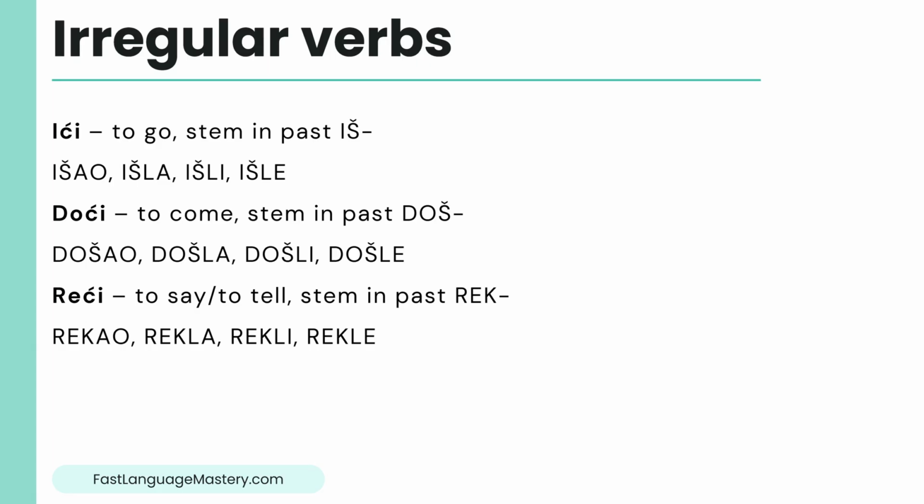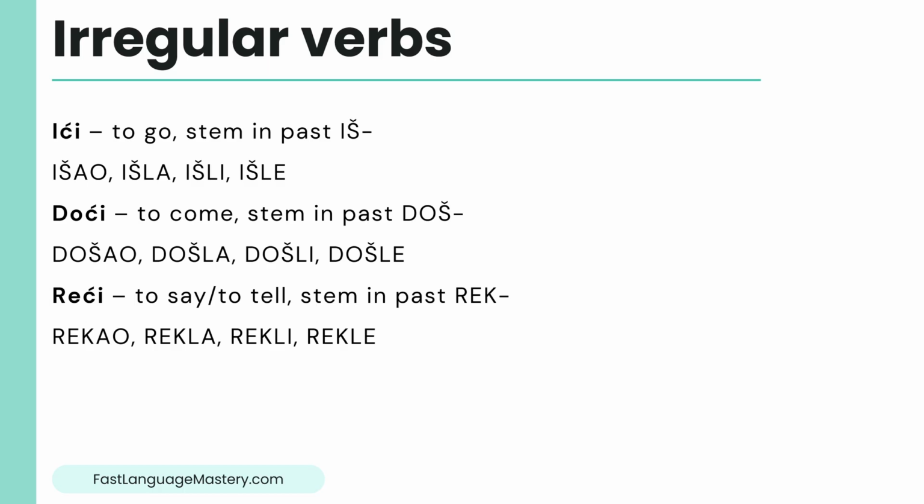Irregular verbs. There are a few irregular verbs. There are more of them, but most of them are very similar to these three, or variations of these three. The irregularity here is only in the stem, in the past tense. For ići it is iš. It means ja sam išao. It means I went. Ti si išla. It means you went when you address a woman. Or mi smo išli, we went, or vi ste išli, you went.